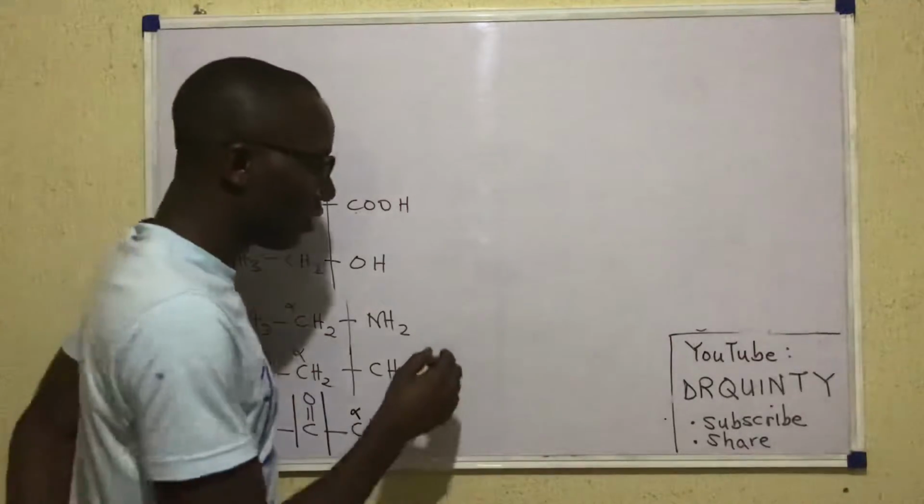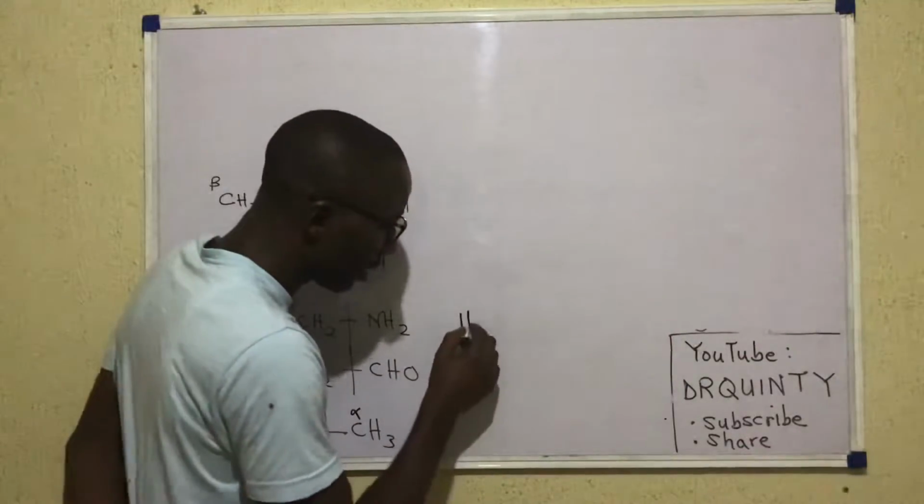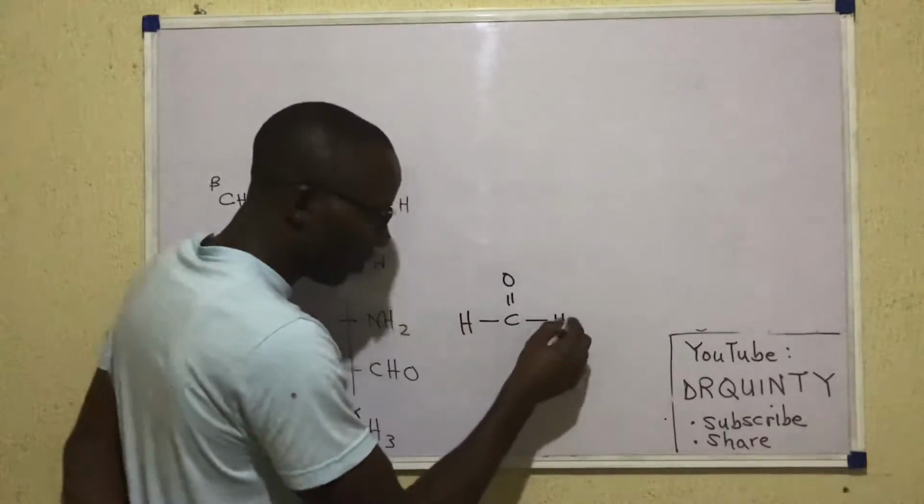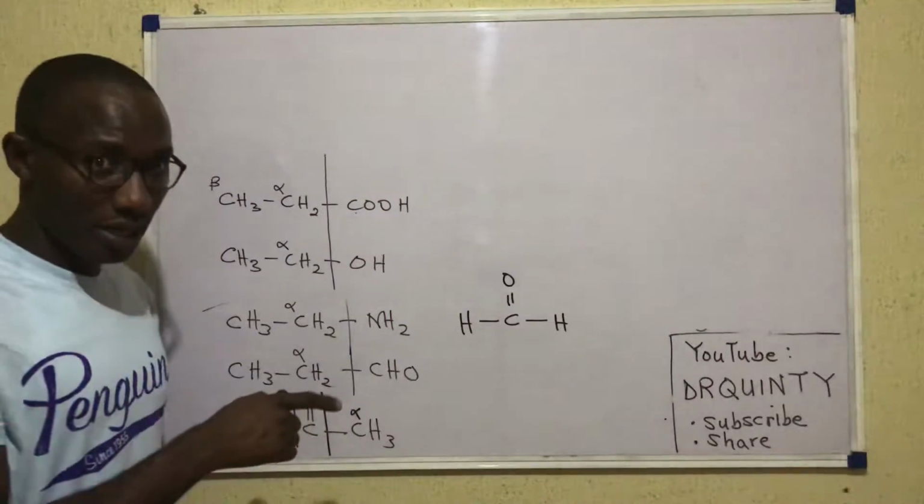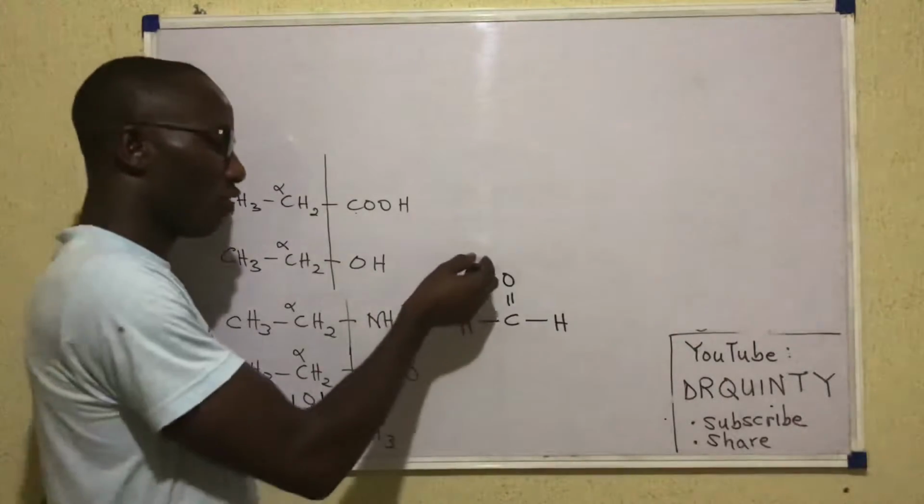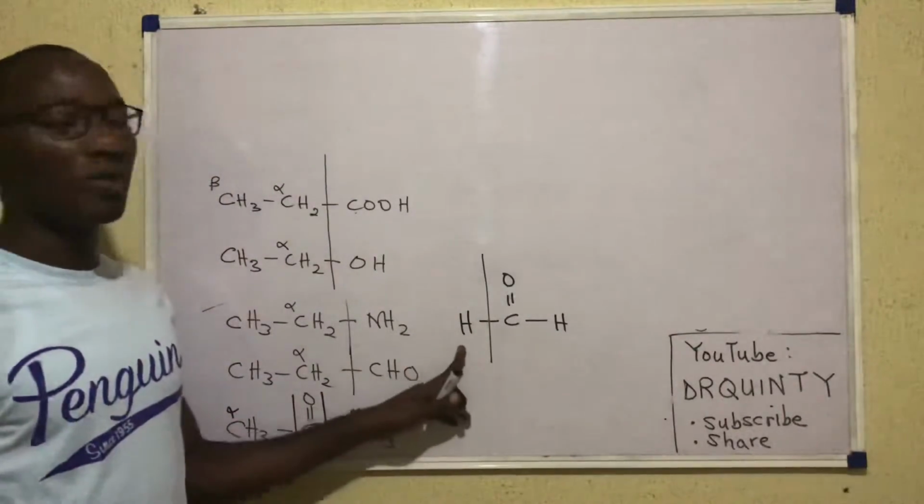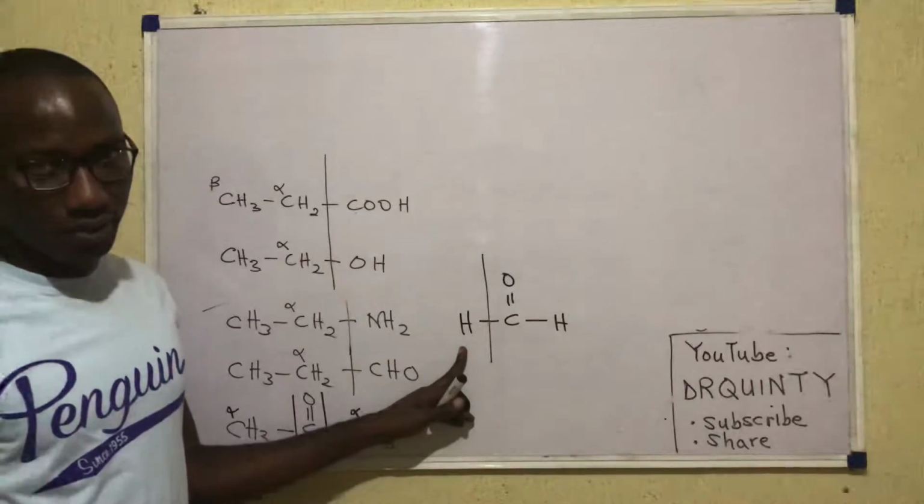Then consider this compound, HCHO. This is an alkanal, methanal. Now this methanal, if you remove the functional group like we've done here, you see that it doesn't even have an alpha carbon.